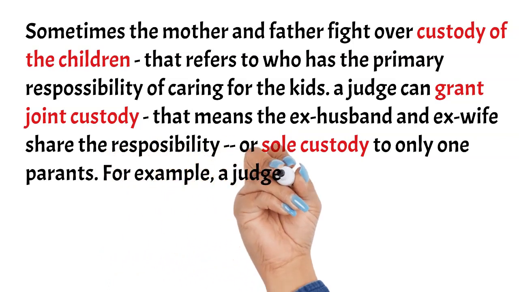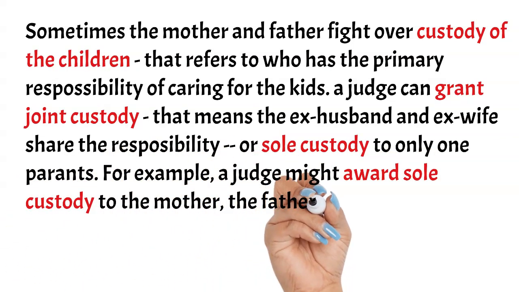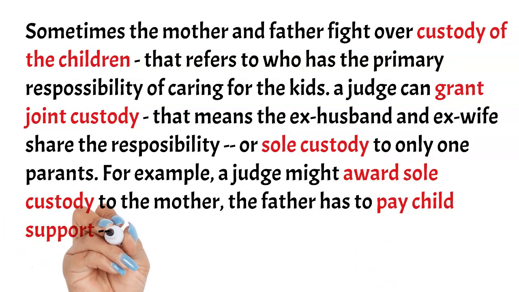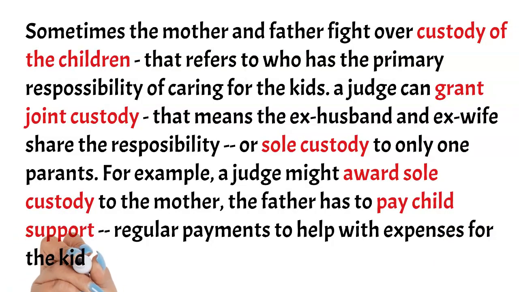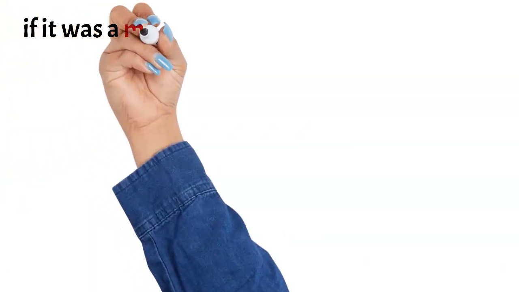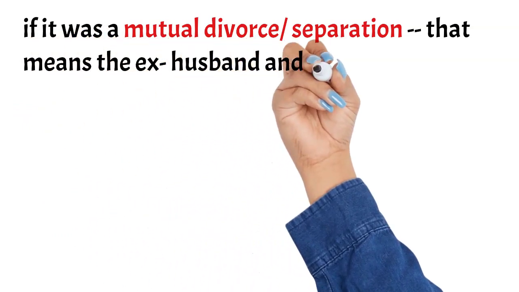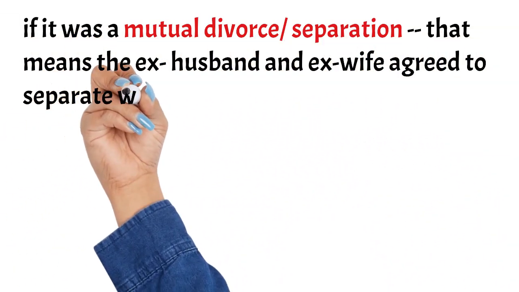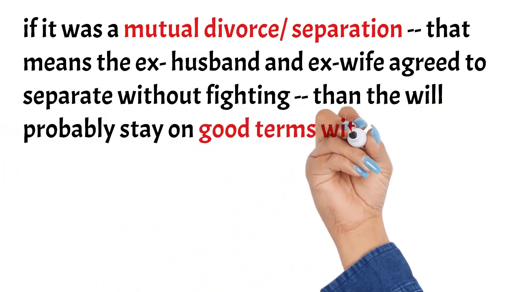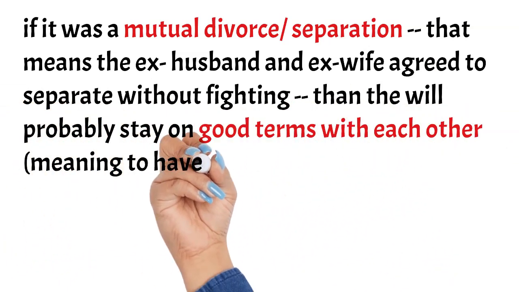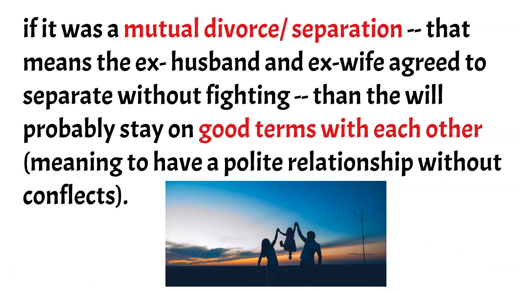For example, a judge might award sole custody to the mother, and the father has to pay child support, regular payments to help with expenses for the kids. If it was a mutual divorce or separation, that means the ex-husband and ex-wife agreed to separate without fighting, then they will probably stay on good terms with each other, meaning to have a polite relationship without conflicts.